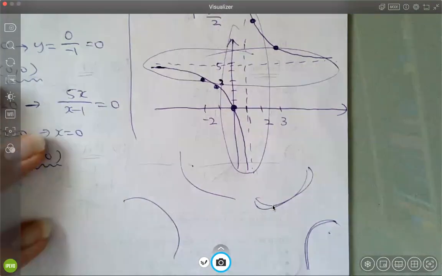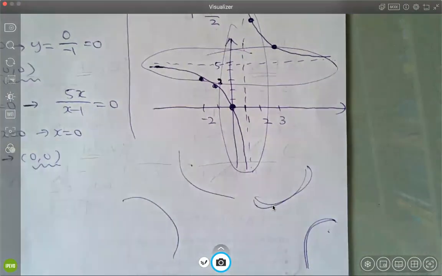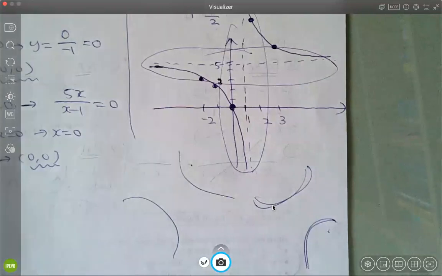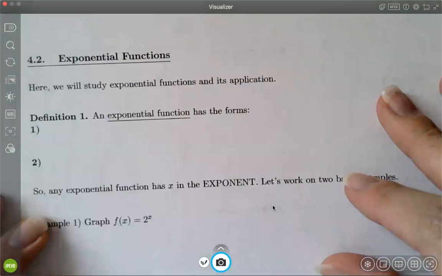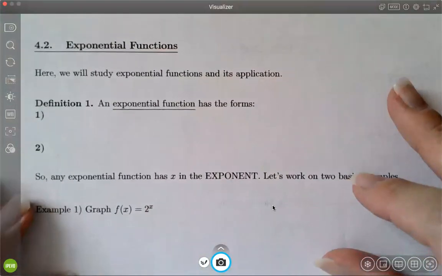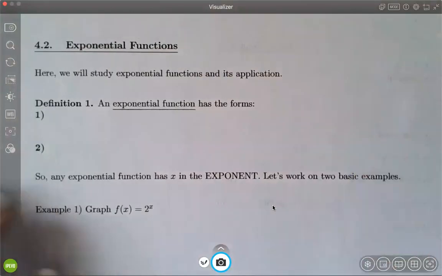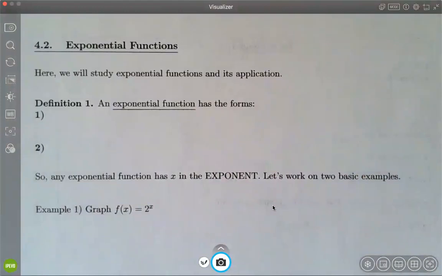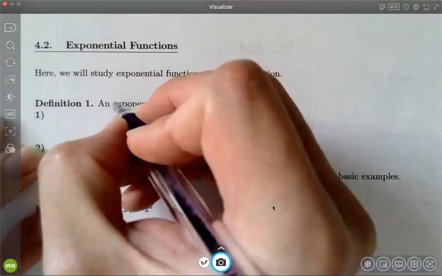Okay, so that's the end of 3.5, and now let's go to section 4.2. Okay, so we already did 4.1 as part of exam 2, I believe. Okay, so 4.2 is about exponential functions. So all of you have seen exponents before. What does exponential function mean? So any exponential function can have these two forms.